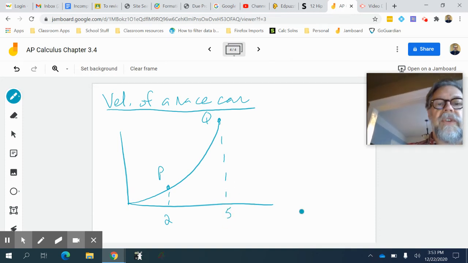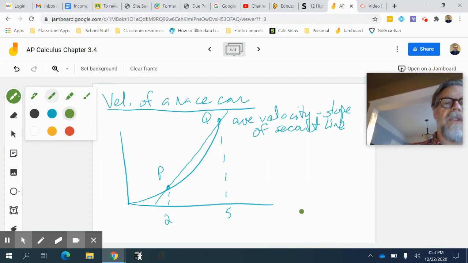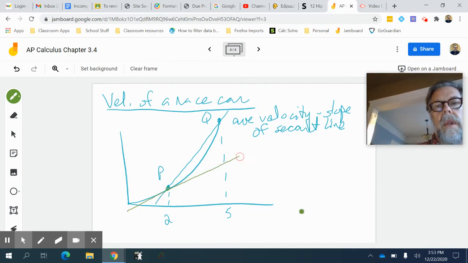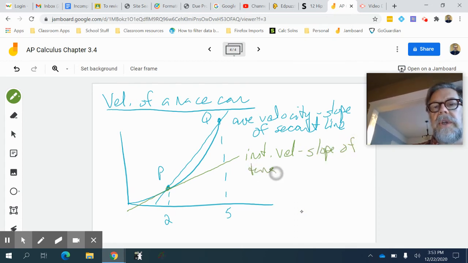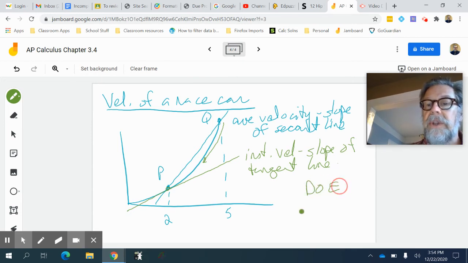The average velocity is that right there. The average velocity is the slope of the secant. The instantaneous velocity is the slope of the tangent line. And so when we're thinking about this, we just keep moving Q. If we just keep moving Q closer and closer and closer to P, we'll eventually get that limit. Go ahead and do exercise 7. I'll let you pause for just a second to go off and do exercise 7.